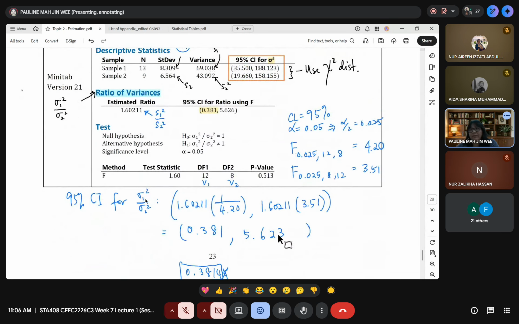So what can you conclude here? Based on what I mean by conclusion here, we are going into this question that I always like to ask. Okay, I've already given you the idea just now, so now you are going to tell me the answer. The question is this: is sigma 1 squared equal to sigma 2 squared, based on the interval?